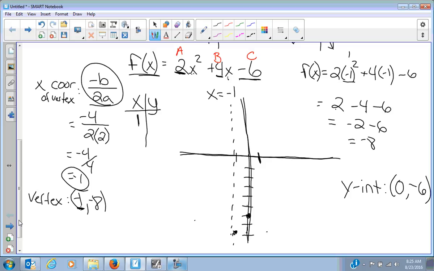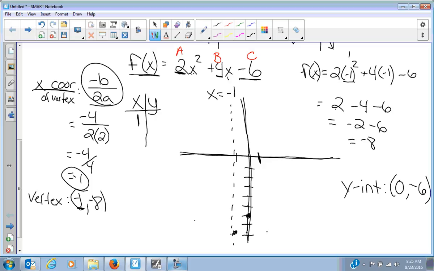Just plug in numbers. Now, why did I pick 1? Because it's just one more to the right, and it's an easy number to use. Whenever you want to know, here's your x, what's the y? Plug it in. I need you to start seeing that. What did this whole thing give us? It gives us the x coordinate for the vertex. How did I find the y? Boom, I plugged it in.